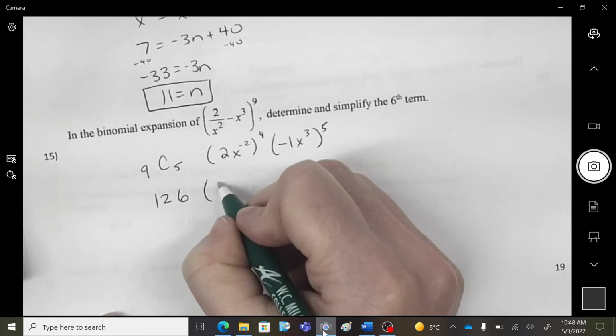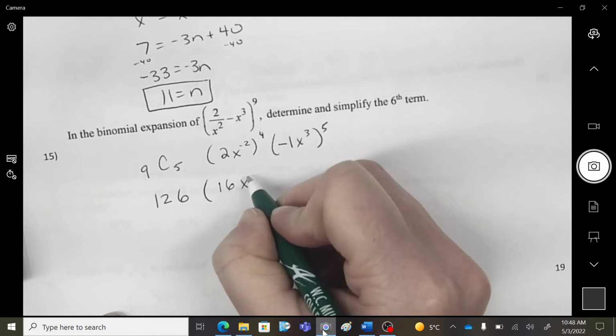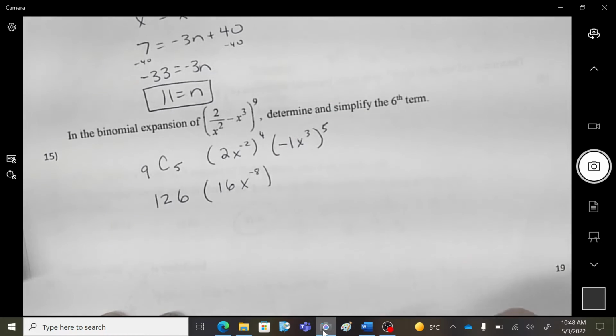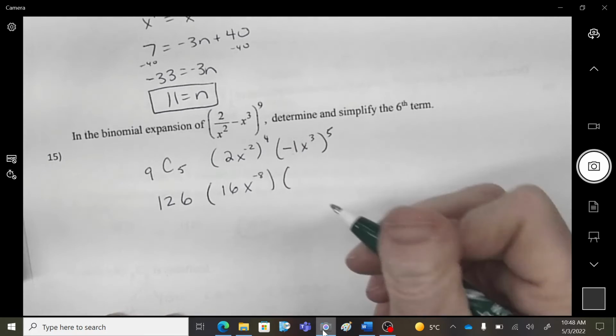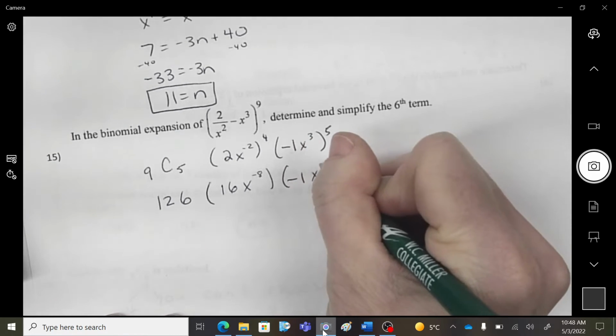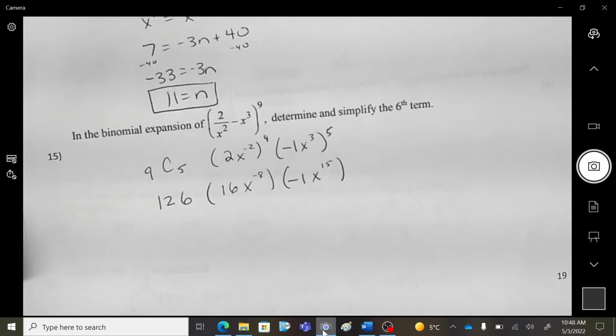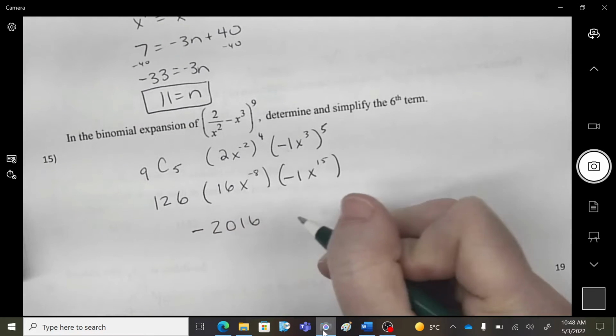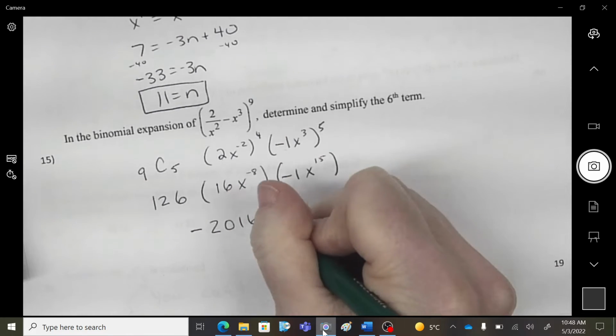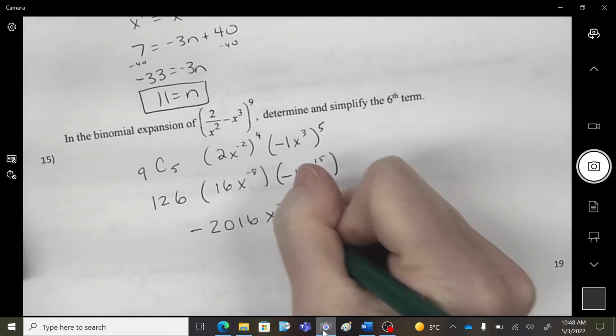2 to the 4th is 16. Negative 8 is that exponent. Negative 1 to the 5th is still negative. Multiply those 3 digits, makes negative 2016. Add the exponents on the x, make a 7.